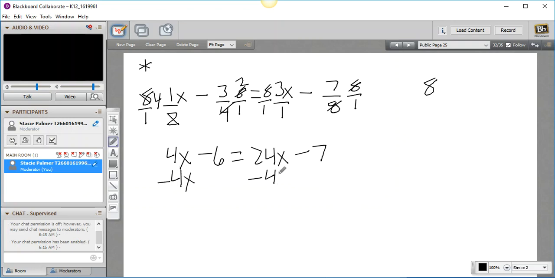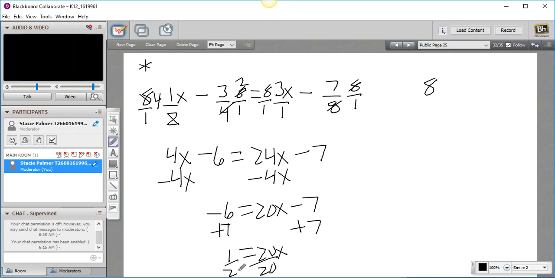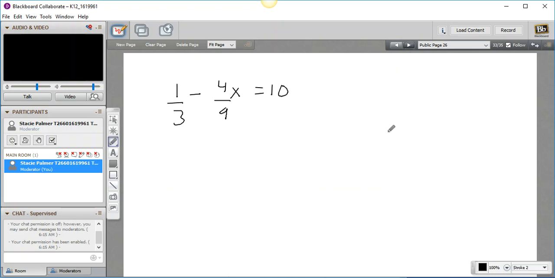So if we subtract 4x from both sides, we get negative 6 equals 20x minus 7. Then we would add 7 to both sides. We get 1 equals 20x. Divide by 20 on both sides. X equals 1/20. Okay, let's do one more where we eliminate all the fractions.